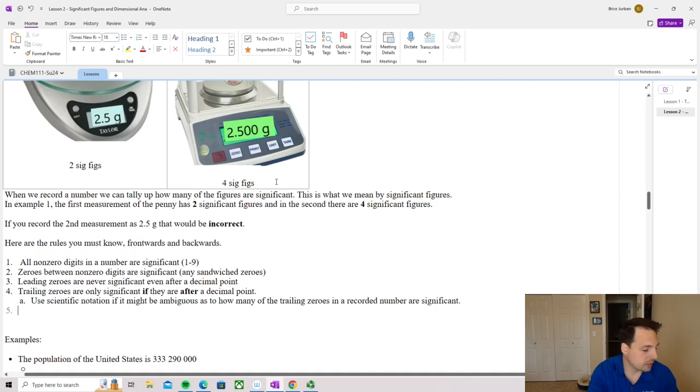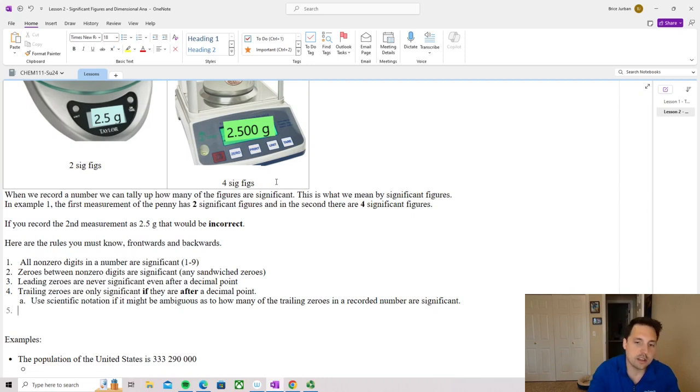And then the last rule is that defined conversion factors and counted numbers are considered exact, and they have an infinite number of significant figures. Defined conversion factors. So for example, 1 inch equals 2.54 centimeters. That's not 3 sig figs. That's an infinite number. It's an exact number. And then 12 eggs or 60 students, those are considered exact because they're counted numbers.